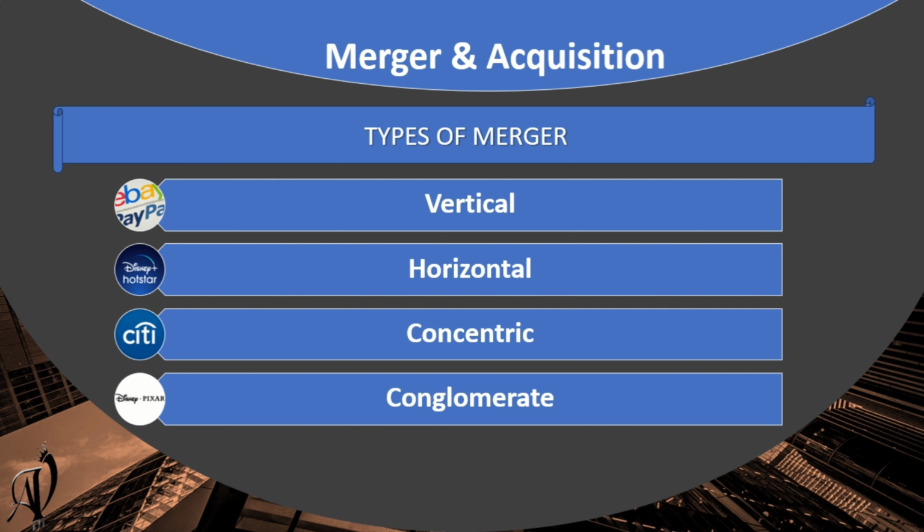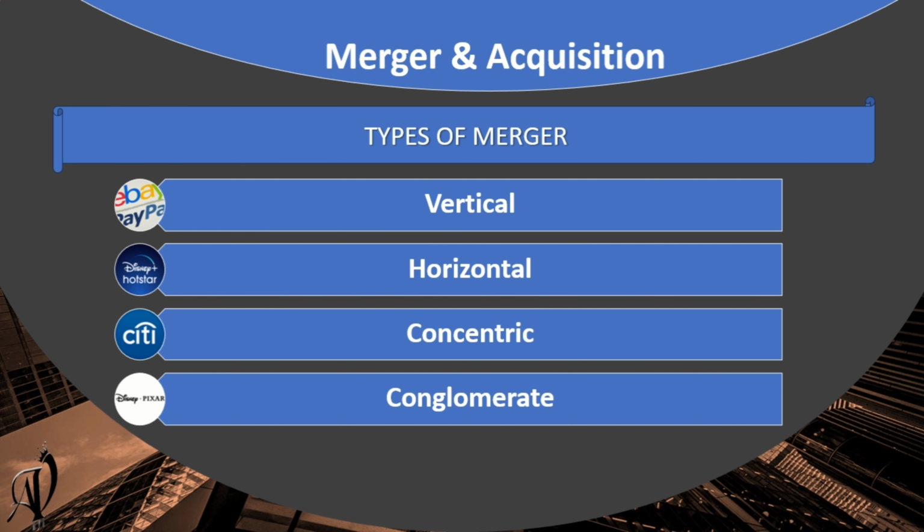Next is horizontal merger. It is when two companies combine that are in the same industry or same stage of industrial process. The example for this is the merger of Disney Plus and Hotstar, which results in Disney Plus Hotstar.